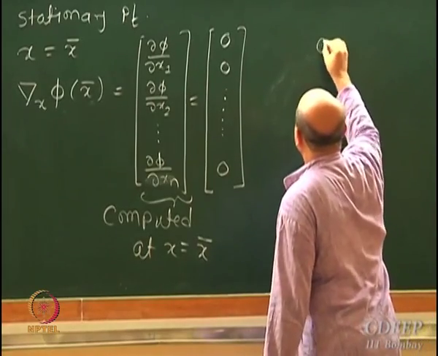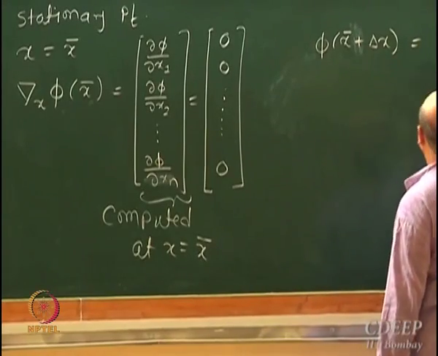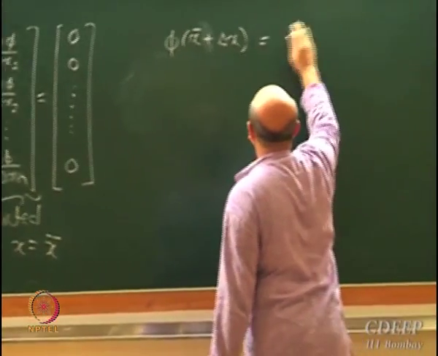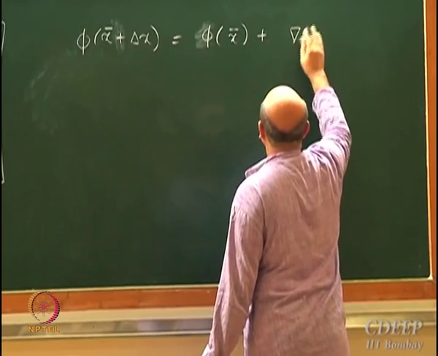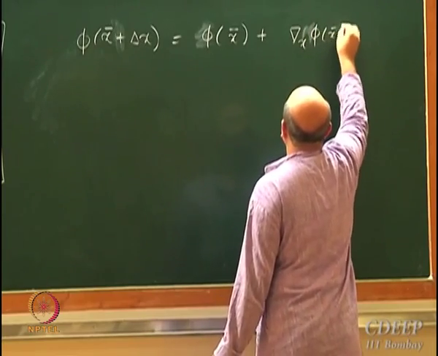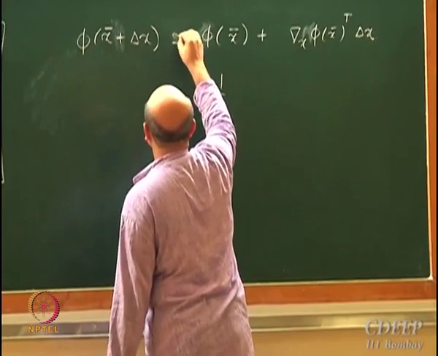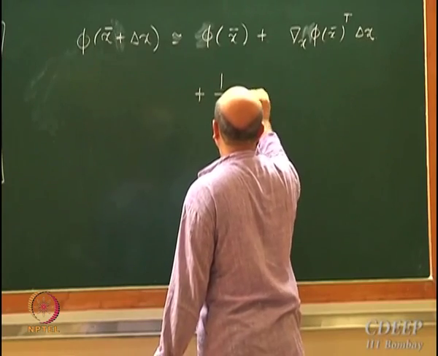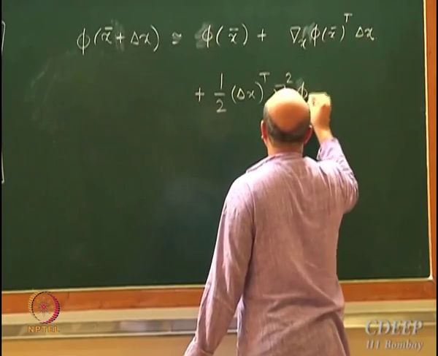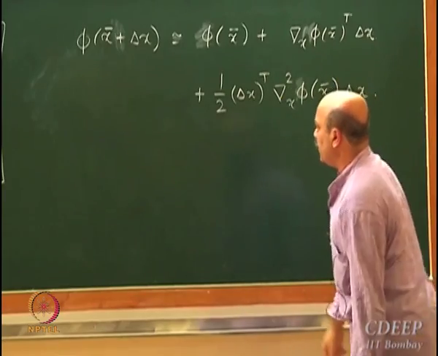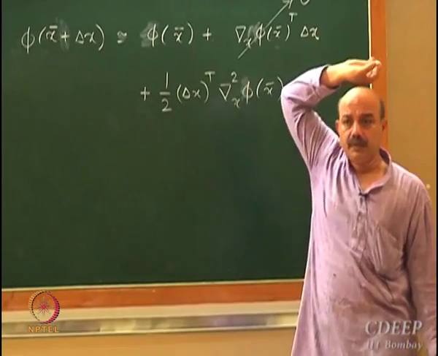Now phi of x bar plus delta x. We wrote this as phi of x bar plus grad x phi at x bar transpose delta x plus half delta x transpose del square phi delta x, if we approximate this locally using Taylor series. And now we have said that this is a stationary point, so this gradient term is 0.